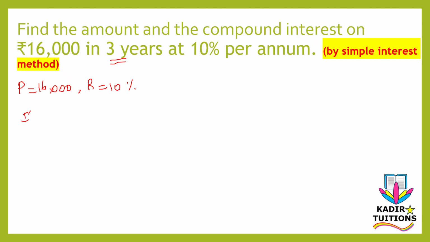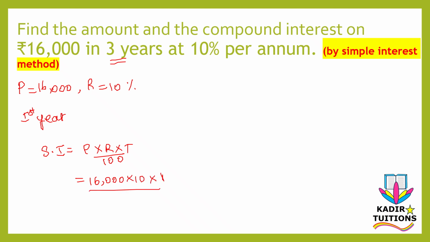So at the first year, what is the simple interest we are going to find? Use the simple interest formula, which is P into R into T by 100. Substitute all the values. P is 16,000 and R is 10, and here it is calculated for 1 year, so 1 is the time period over here. If you do the calculation, we will be getting 1600, because 2 zeros will get cancelled. 1600 we will be getting.